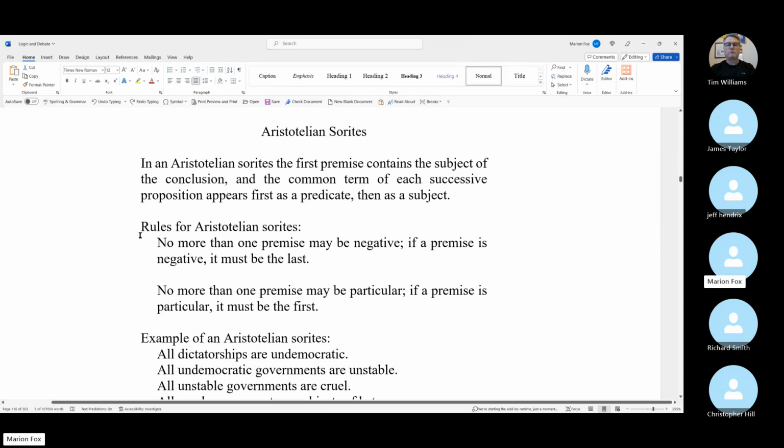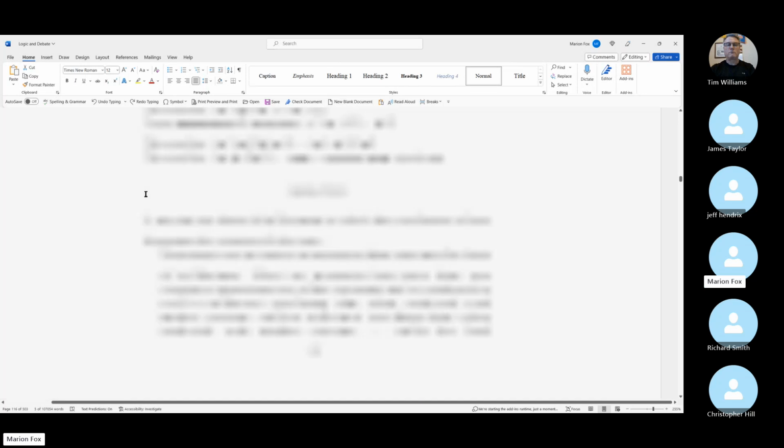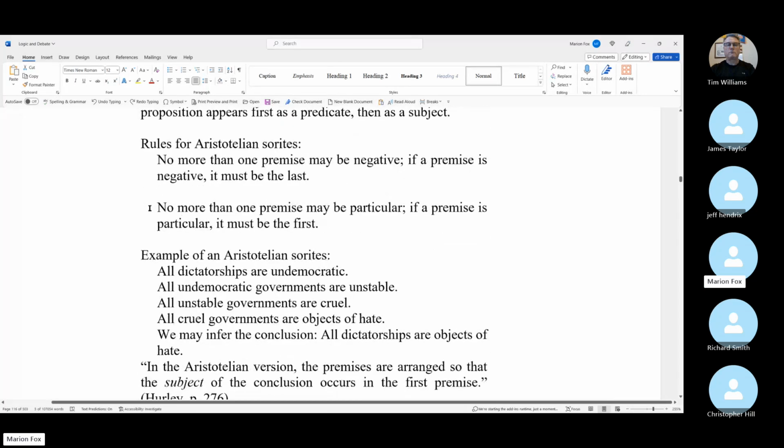No more than one premise may be particular. If the premise is particular, then it must be the first. Well, the one I presented was not; it was universal.